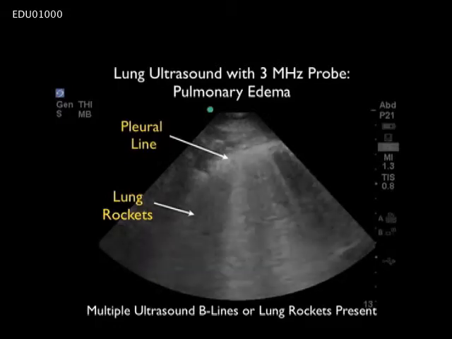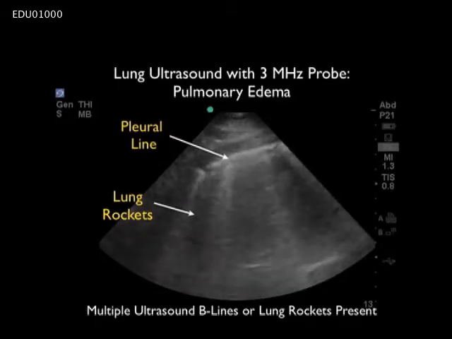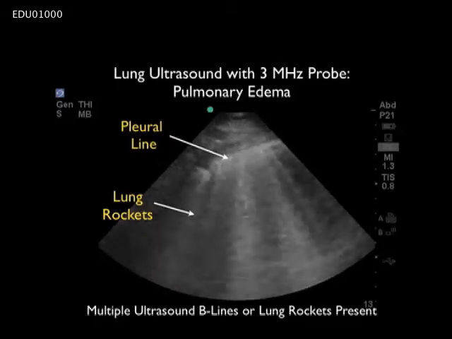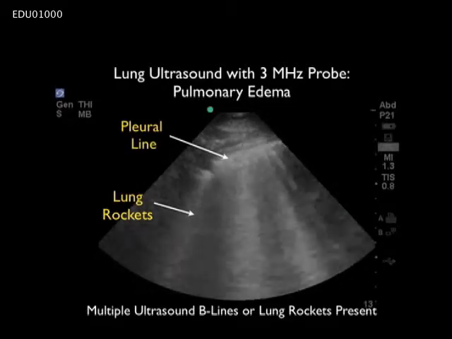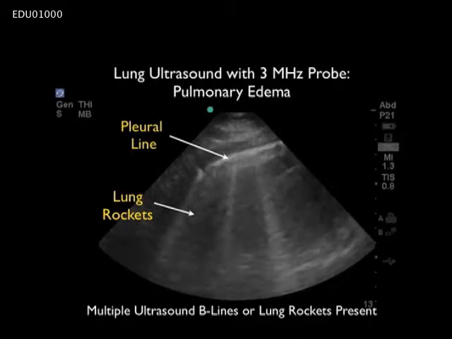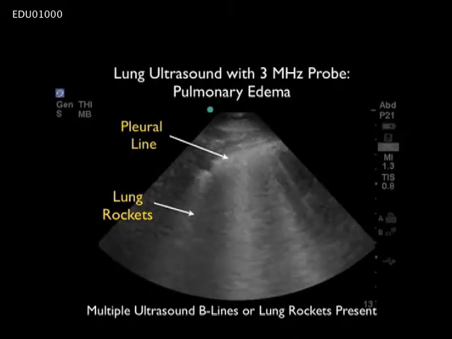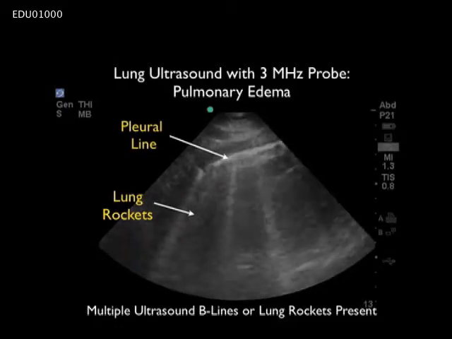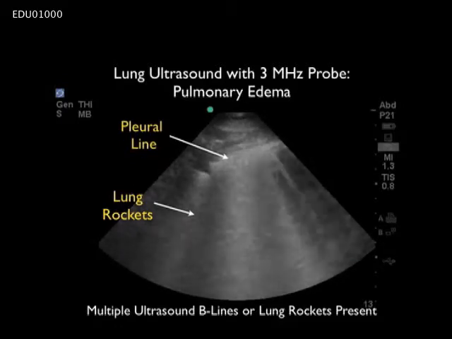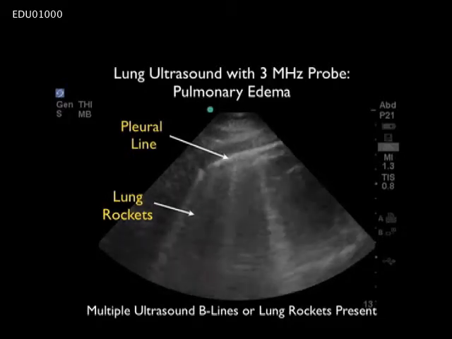In this situation, we almost see a complete lung whiteout, with multiple rays coming off of the pleural line, showing the development of multiple lung rockets within one ultrasound field. Now, while the presence of ultrasonic B-lines is indicative of a syndrome known as alveolar interstitial syndrome, or AIS, which just shows the presence of fluid within the alveoli, if this is diffuse on both sides of the chest, this is more indicative of pulmonary edema and the presence of tank overload.